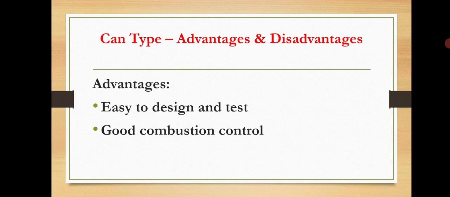The can-type combustion chamber has several advantages. It is easy to design, test, and maintain because each can works as an independent unit. It also provides good combustion control since here each chamber has its own burner, allowing stable and efficient combustion.